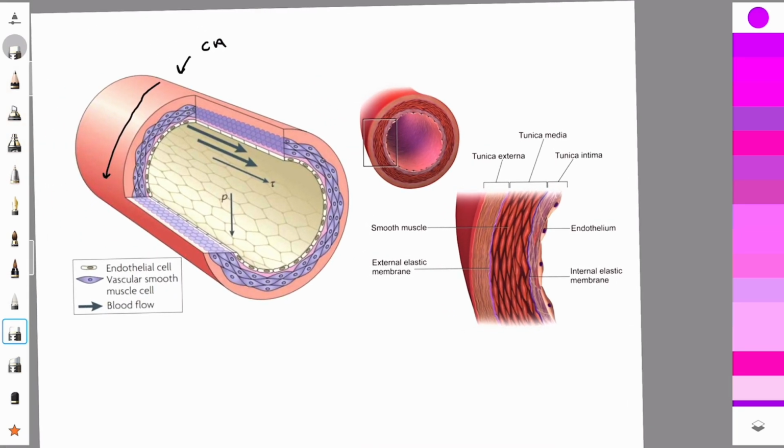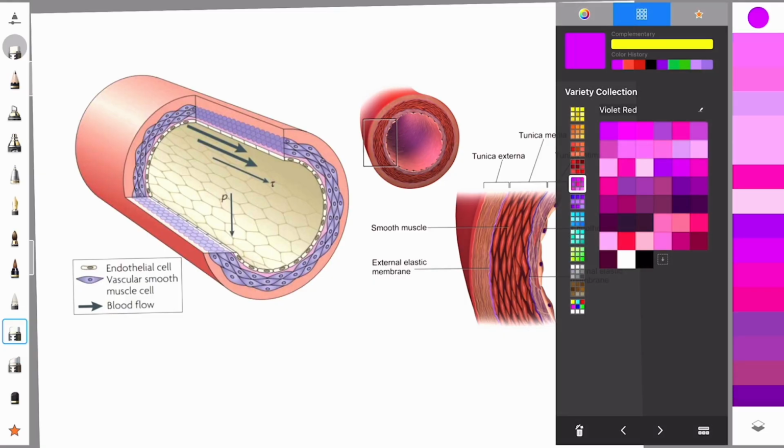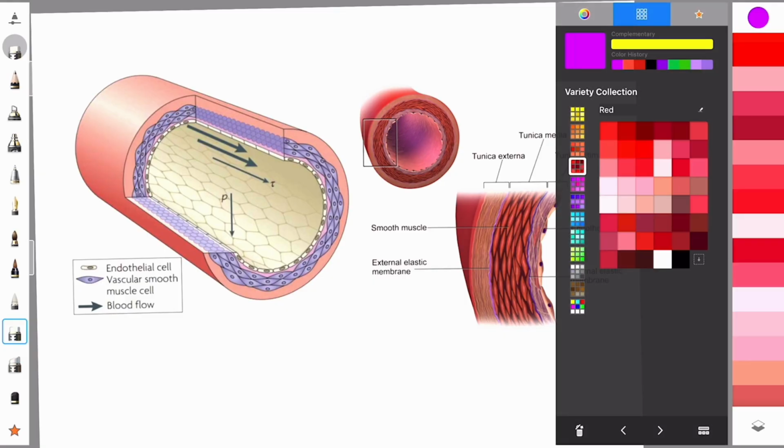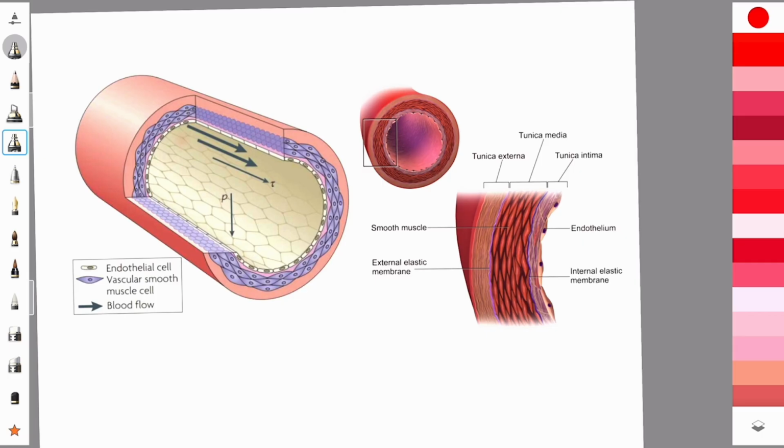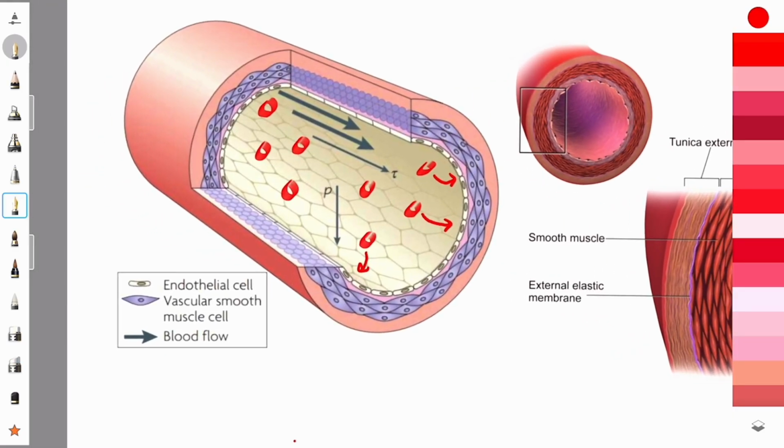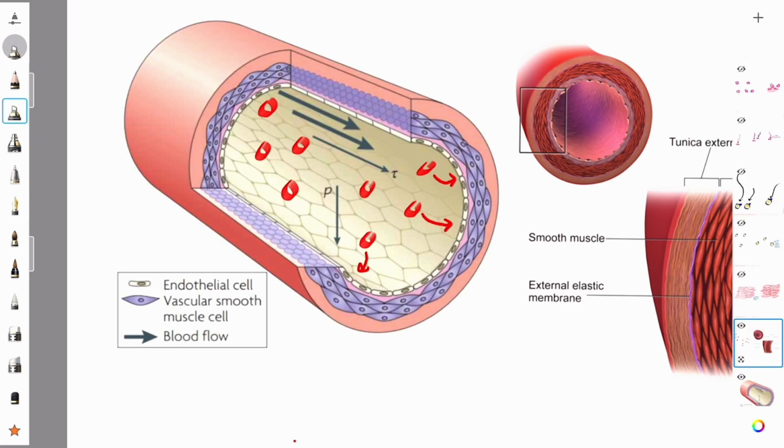So not only are the red blood cells circulating through there, right? I'll draw some red blood cells just so we can get a better grasp on this. We got red blood cells circulating through the lumen, right? And we know that those red blood cells are capable of interacting with the endothelium cells. Well, there's something else that is circulating through the blood as well. And they can also interact with the endothelium cells.